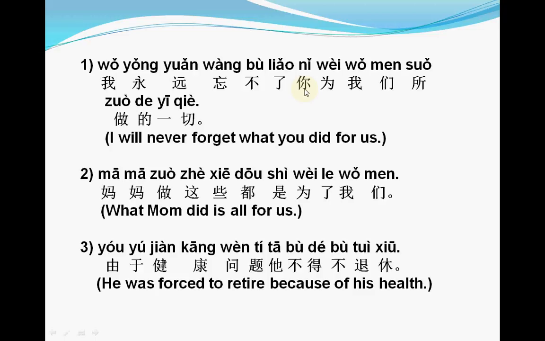你, you. 为 means for. This is a preposition in this sentence. 我们, us. 所做的, what you did. 一切 means everything.